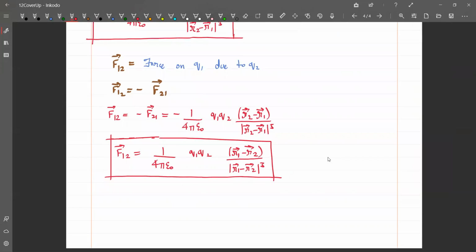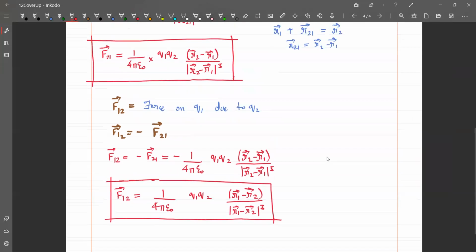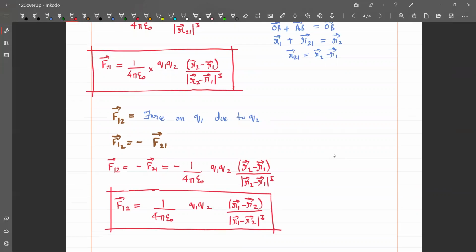We'll take up a small problem on this. If you're noting it down, then complete noting it down. Then we'll solve a problem.